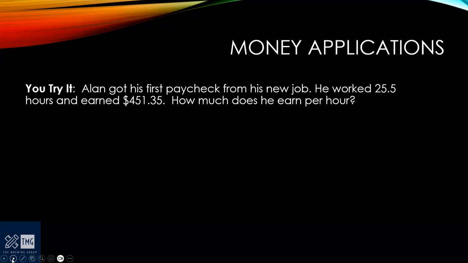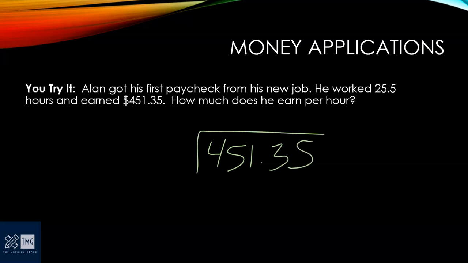All right, Alan got his first paycheck from his new job. He worked 25.5 hours and earned $451.35. How much does he earn per hour? Well, this is a division problem. We're taking that total paycheck of $451.35 and we're going to split it up into 25.5 hours. When I'm doing this split, I want to move my 1 decimal place, and remember, it goes straight up.